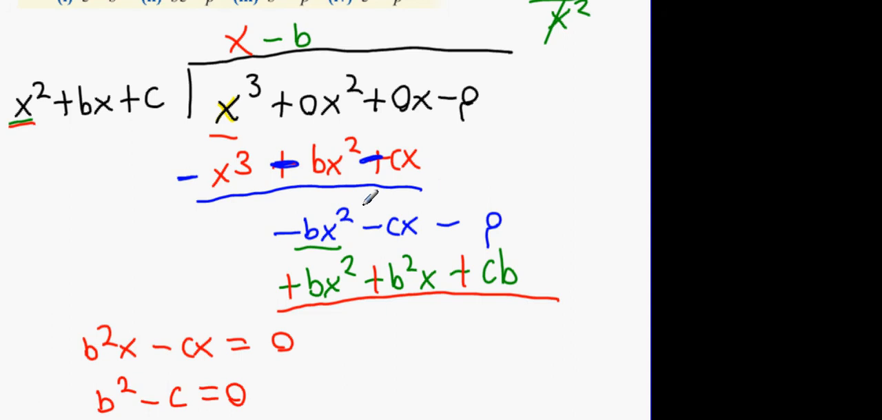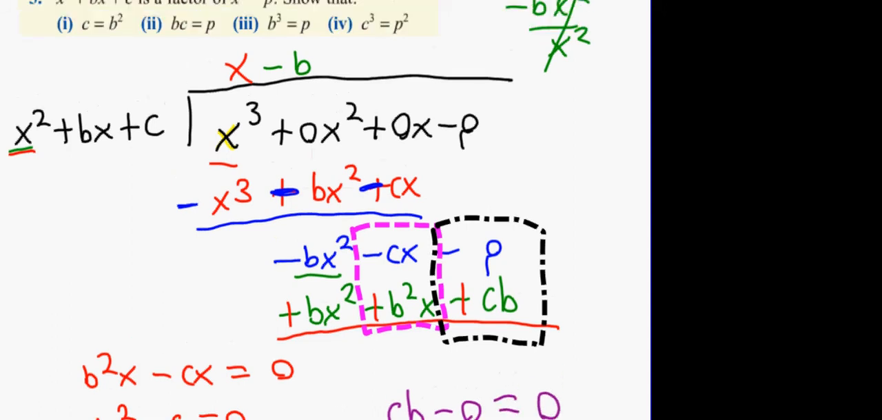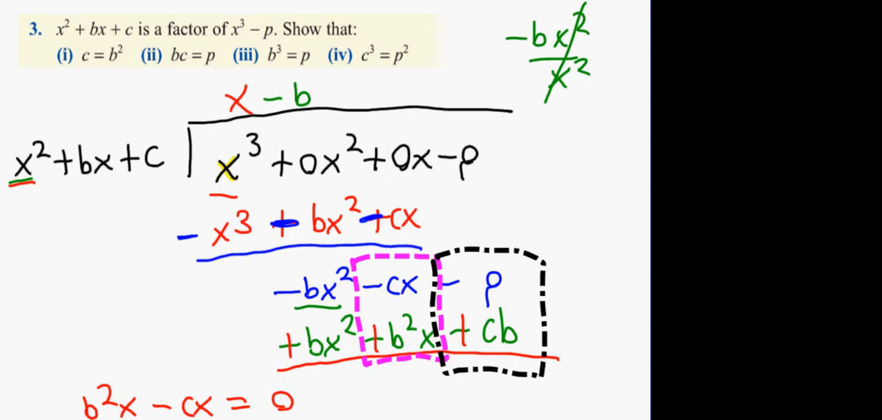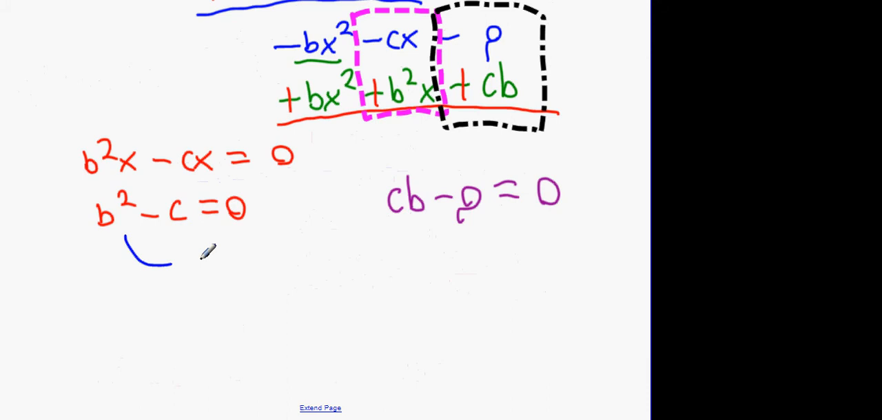That belongs to this part here. The next part, which is in the black, is going to be cb minus p equals 0. At this point, I will reread the question and see what you want. Prove that c equals b squared. That's done right away. Bring the c over to your side. I'm going to get b squared equals c, or c equals b squared. That's the first part done.